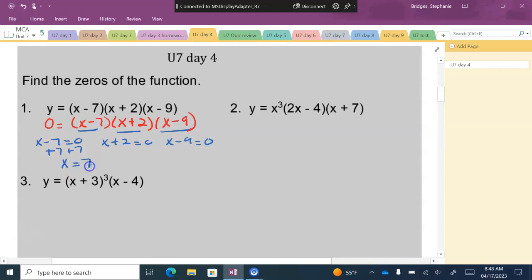So the first one we get x equals 7. The second one we get x equals negative 2. And the third one we get x equals 9. So my three zeros are 7, negative 2, and 9. And you can just write them in a list, 7, comma, negative 2, comma, 9. You don't have to put the x equals. You can if you want to.